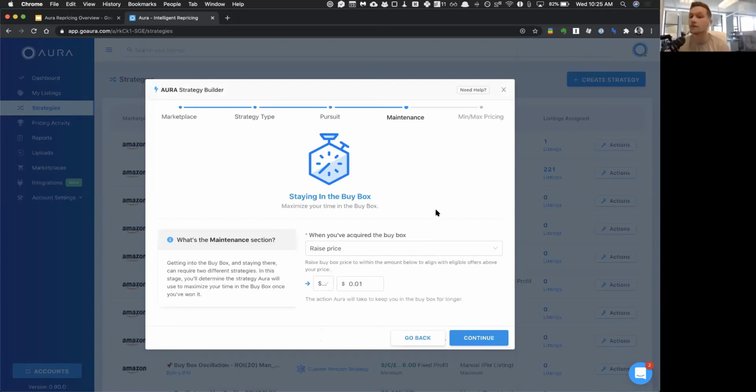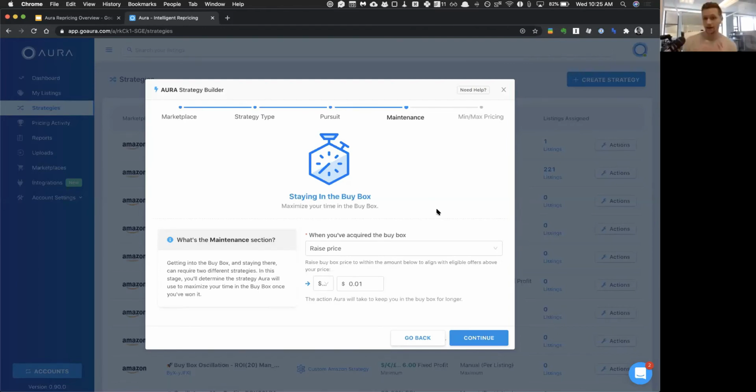And then my favorite part of the strategy builder is the maintenance section. So we already said, I don't really care about your revenue. I care about your net profit. Yeah, revenue is important, don't get me wrong, but at any point I can increase your net profit, I want to do that. So the way the maintenance section works is it is a sub strategy that only takes over when you are in the buy box.